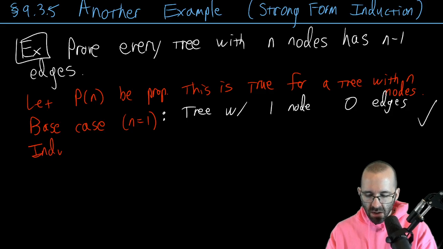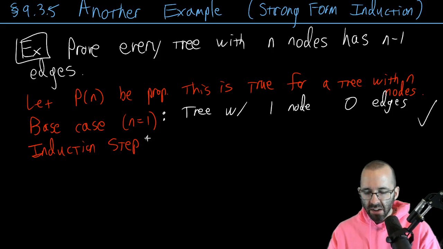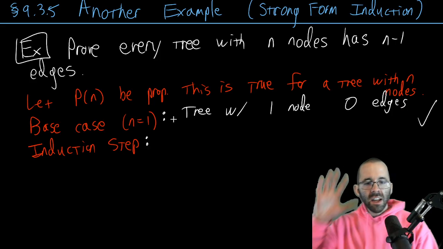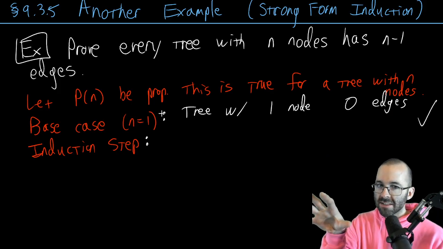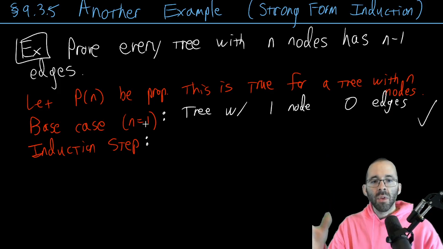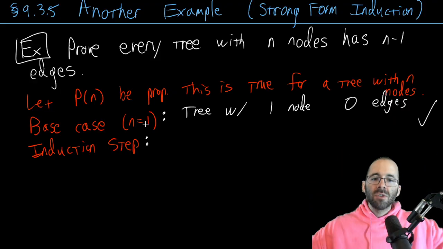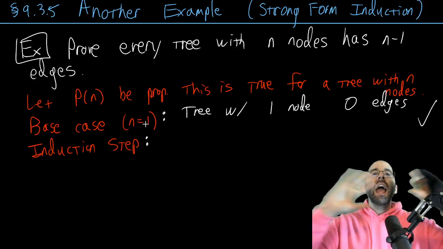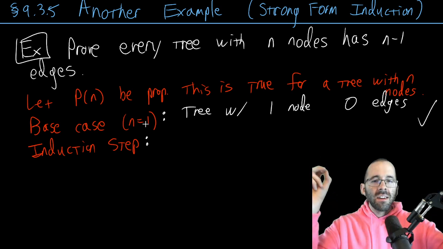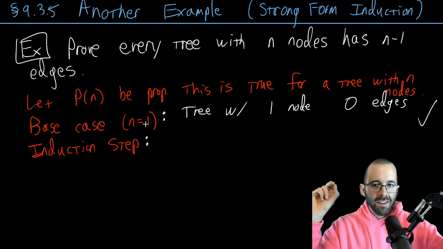Now, what does our induction step look like? And this is going to be a little different here because we're going to look at a tree of size k plus 1, and we're hopefully going to prove that has k edges. But the way that we're going to do that is we're going to break up this tree. And we can't just break up this tree willy-nilly. We have to say any way that you break up this tree, it's going to work.